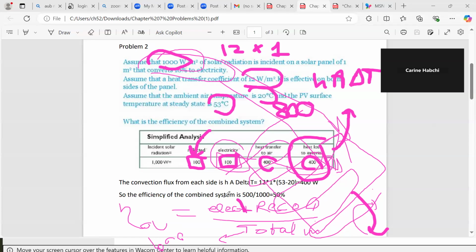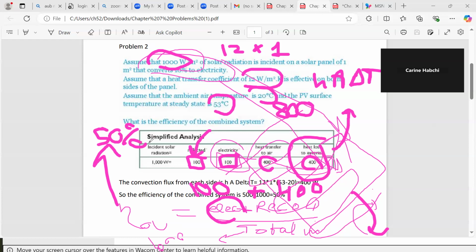So I should add the electrical power, which is 100, plus the heat recovered from the backward side, which is 400, over 1000. So I can reach an efficiency up to 50%. From here, the importance of heat recovery. My system, if I just use it for electrical generation, is only 10% efficient, while if I use a combined system with heat recovery, I can reach up to 50% efficiency.